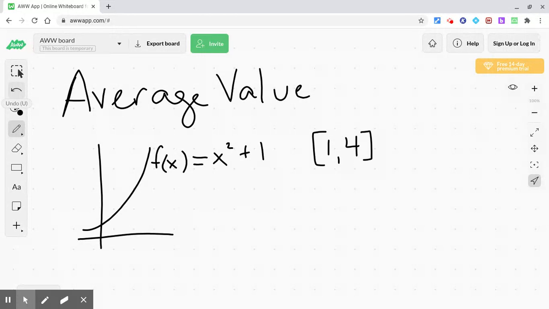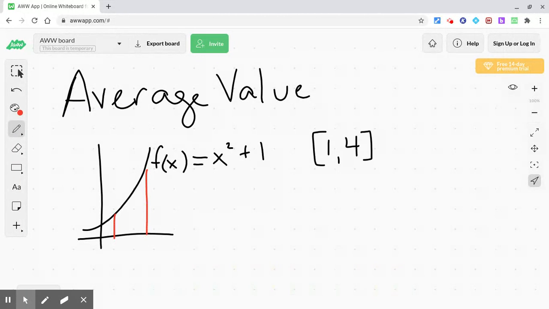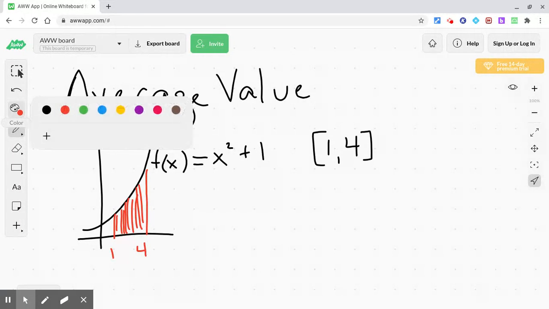And we're going to treat this a lot like we would treat finding the average on a test, for instance. If we were to find the average on a test, we would add up all of our test scores and divide by how many we have. We're going to do this in a more continuous fashion, where this time we're going to start from 1 and go over to 4. And we're going to add up all of the output values continuously from 1 over to 4. And then we're going to divide by the interval over which they were summed.